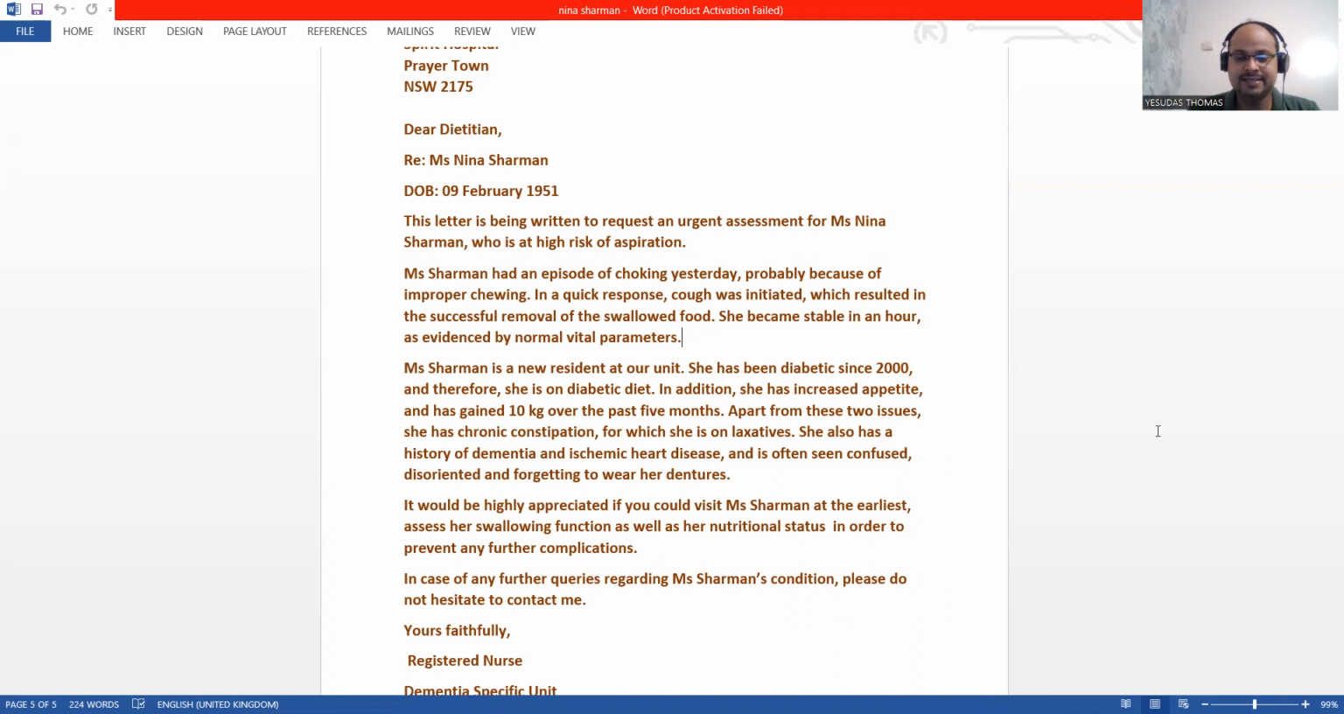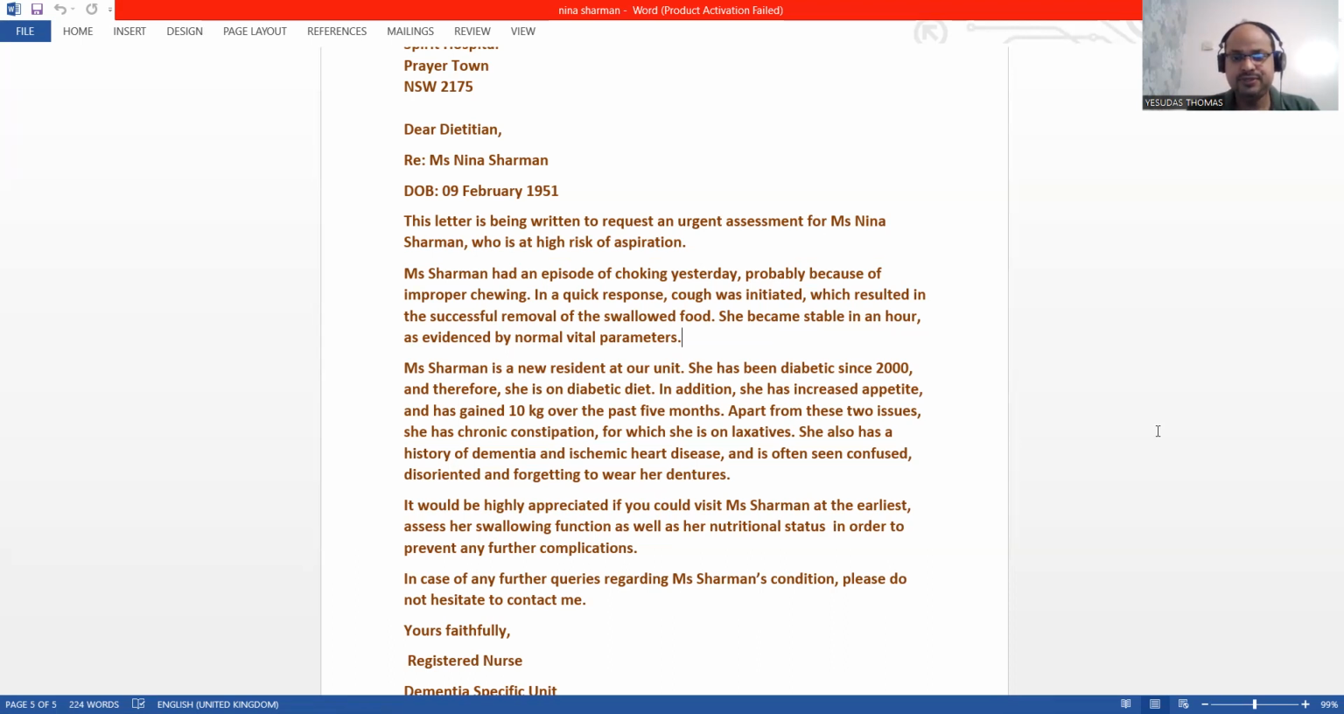In addition, she has increased appetite and has gained 10 kg over the past 5 months. We have not stated the current weight here. We have stated the extent of the weight gain. Instead of telling her BMI and weight, you can include the BMI and weight if you need to focus. But I focused on the weight gain, how much the weight gain is. That's the real focus there instead of BMI and the current weight. You can add that too if you have the space.